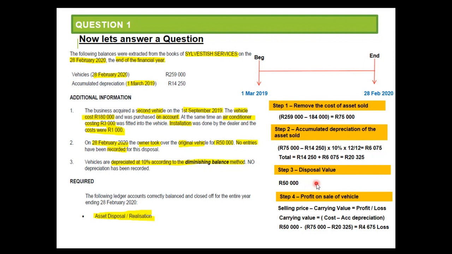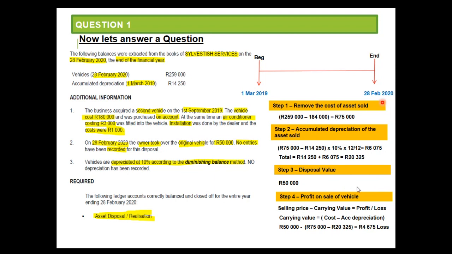Number 3, the obvious account here is asset disposal. How did I dispose? The owner took over. If the owner took over, the 2 accounts will be drawings and asset disposal. If the owner sold for cash, the 2 accounts will be bank and asset disposal. If the owner sold on credit, the 2 accounts will be debtors control and asset disposal. If the owner traded in, the 2 accounts will be creditors control and asset disposal. If the owner donated, the 2 accounts will be donation and asset disposal.